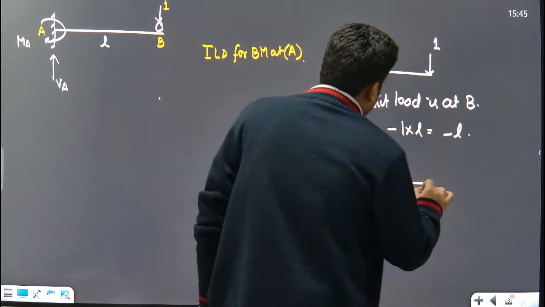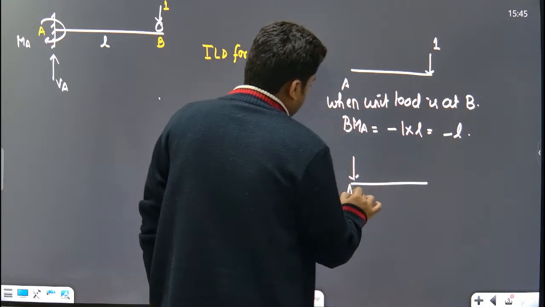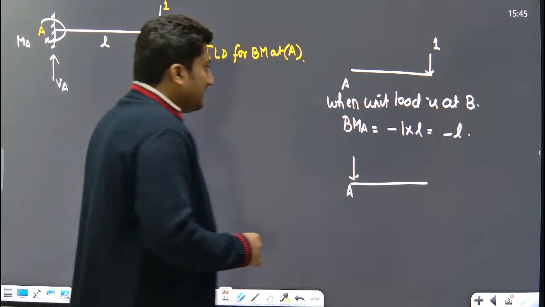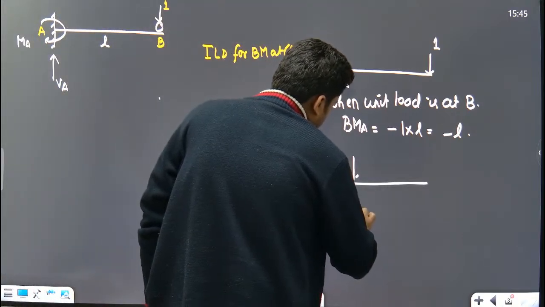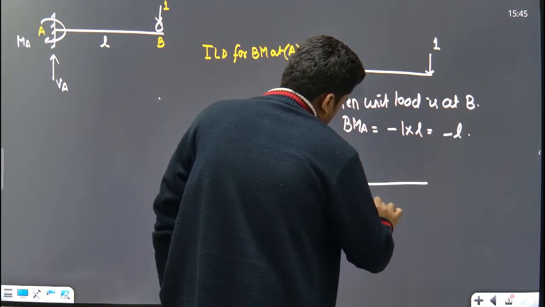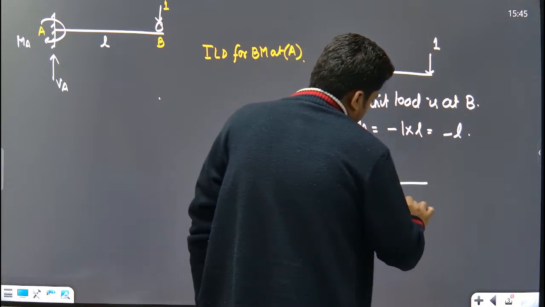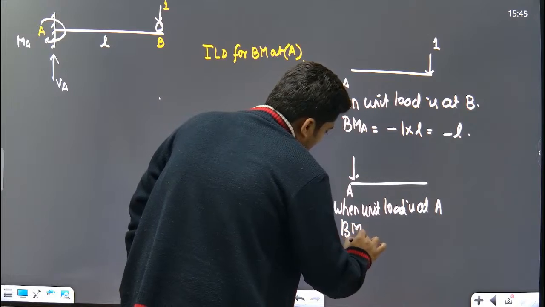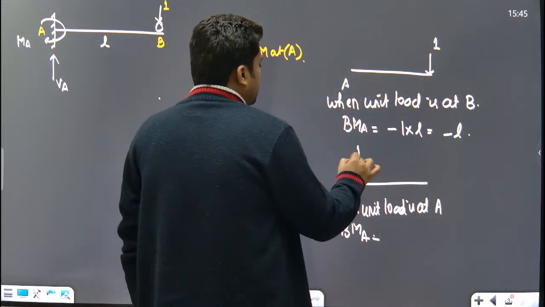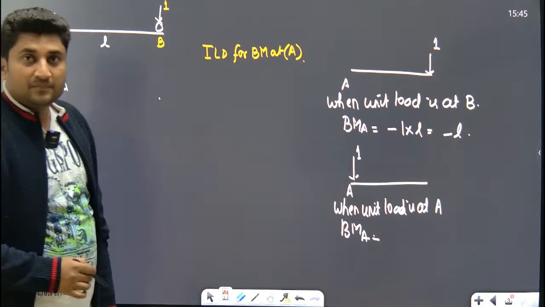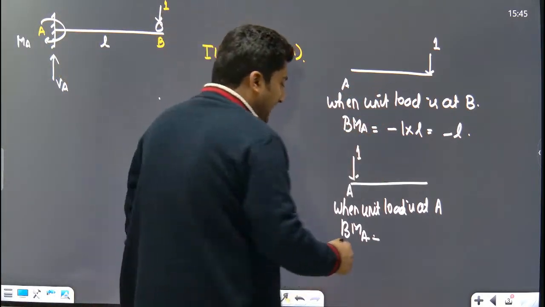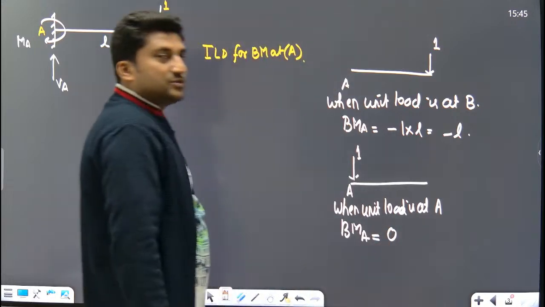When unit load is at A, what is the bending moment at A? Bending moment at A will be equal to force into perpendicular distance. Stand at A, look toward the right hand side. Is there any force? There is no force. So the bending moment at A is equal to 0.